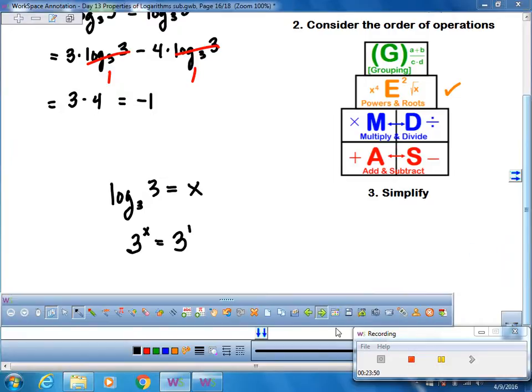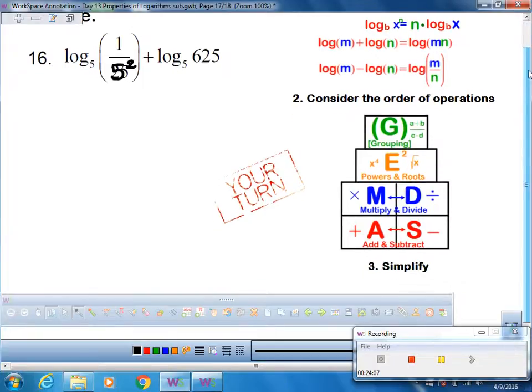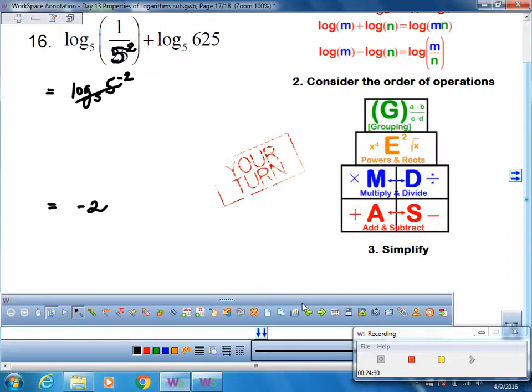So let's evaluate another one here. You could evaluate this by changing 25 into a 5. Right? This could be a 5 squared. And that 5 squared could be turned into log 5 to the 5 minus 2. And then you should notice that log 5 to the 5 is just 1. So this whole expression right here, this part of it, is just negative 2. I'll let you do this one. This one's very similar.